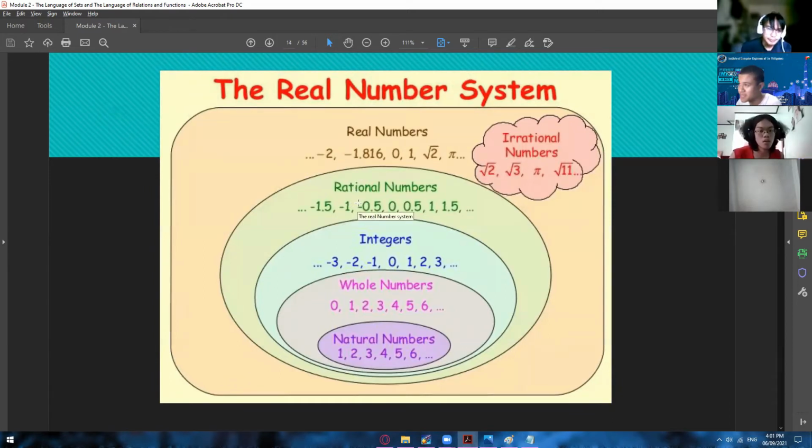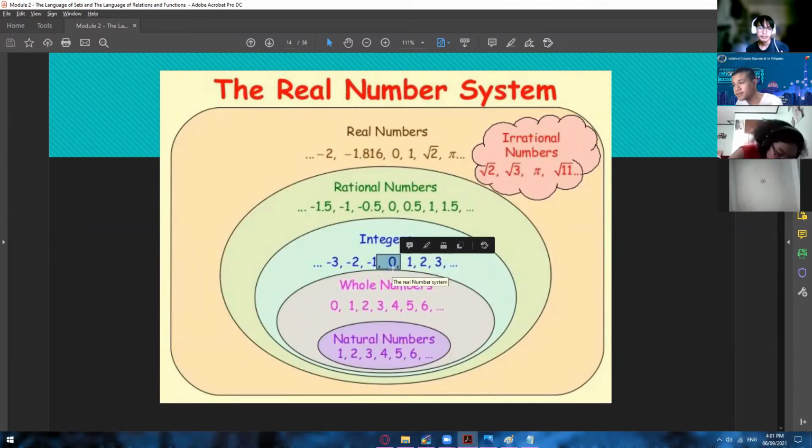To make it exact, a real number is any number you can think of that exists in the entire universe we use in our daily life. It could be irrational numbers, integers, whole numbers, or natural numbers. All of those are real numbers. Integers are of course whole numbers, including the negatives and the 0.